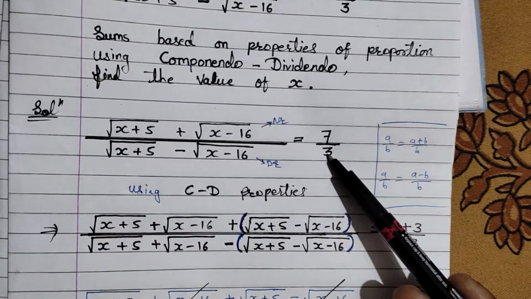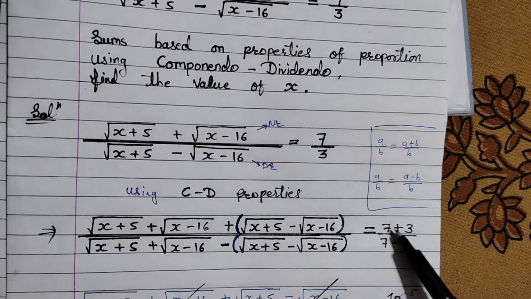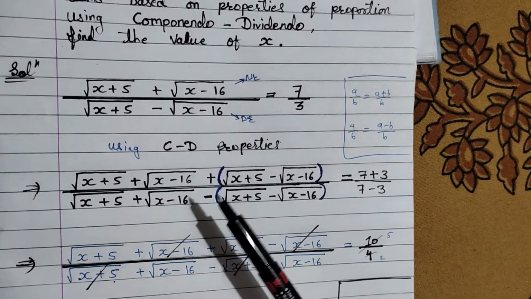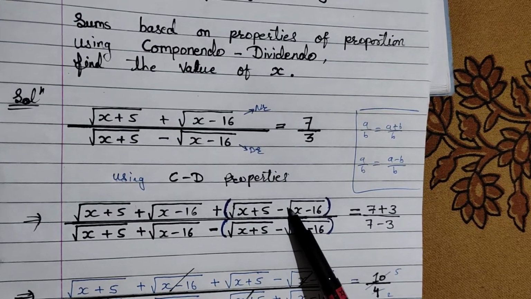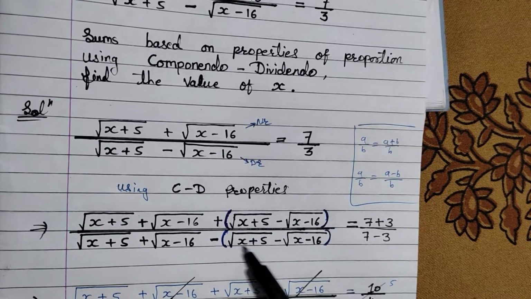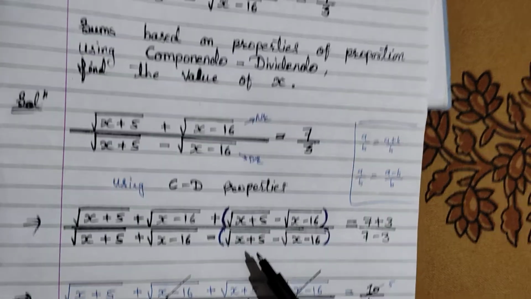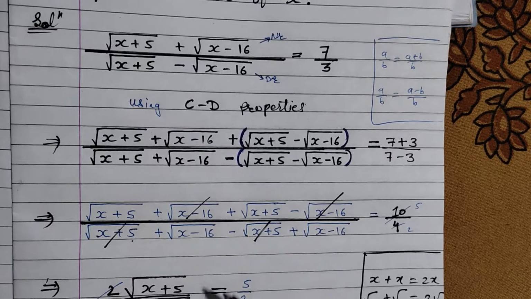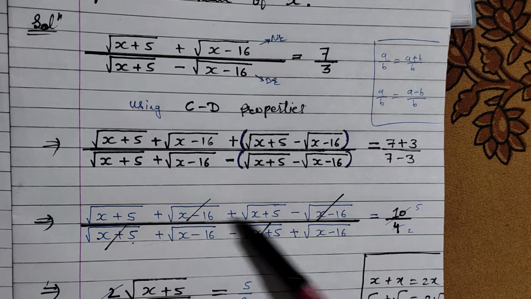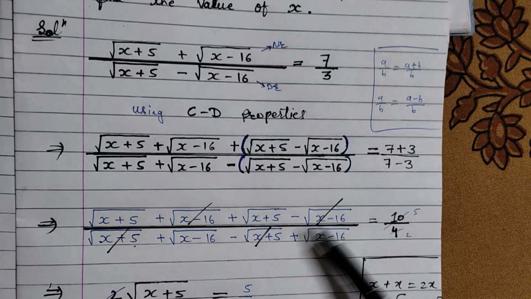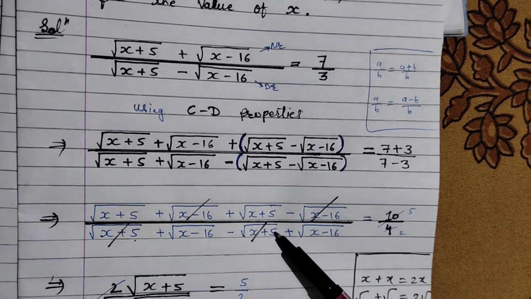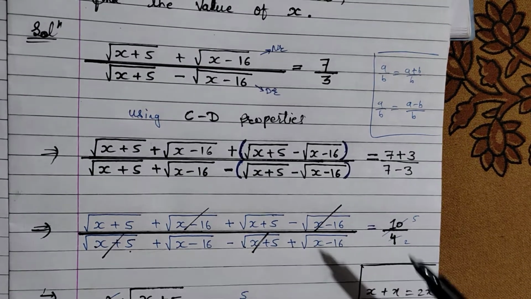Okay, like 7 by 3. So the componendo dividendo property says numerator plus denominator upon numerator minus denominator. When we calculate the plus sign with the bracket, that term is written as it is, but when the minus sign is applied to the bracket, the minus sign multiplies with the bracket term and the signs change. Here in the numerator, the plus and minus terms, plus under root x minus 16 and minus under root x minus 16, will be cancelled, and in the denominator also, square root x plus 5 and minus square root x plus 5 are both cancelled.